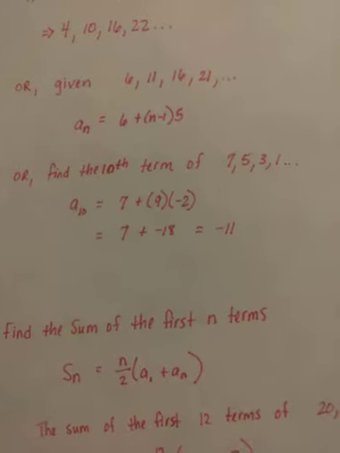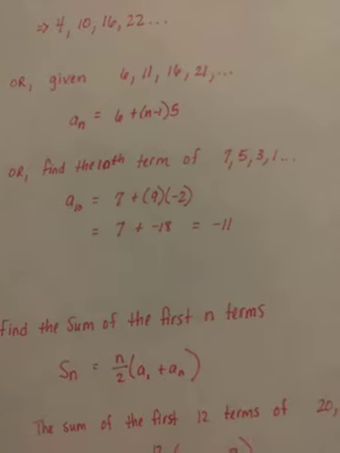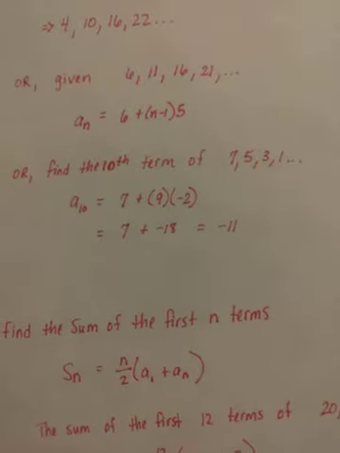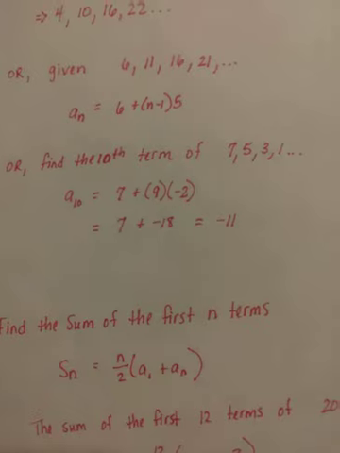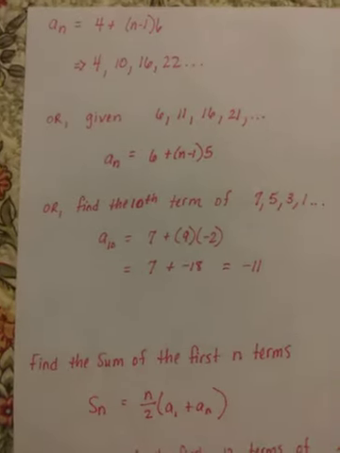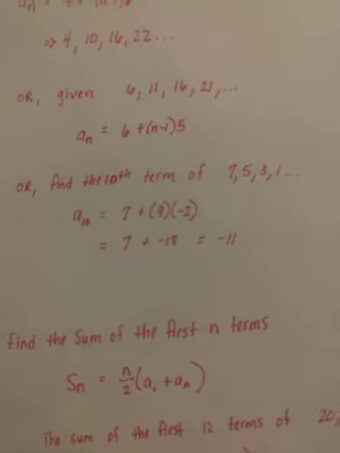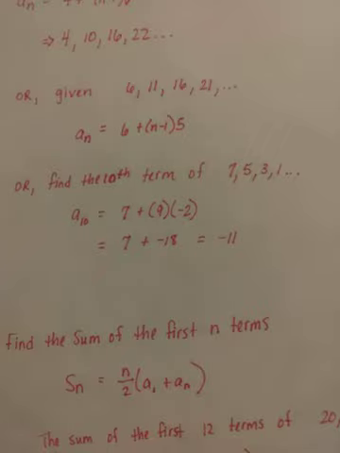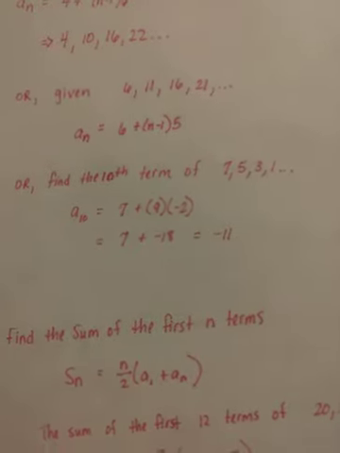I can see that it goes up by 5 each time. So 5 goes in the common difference spot. So my nth term would be 6 plus n minus 1 times 5. Just following that formula that we were originally given, that a sub n is equal to a sub 1, the first term, plus n minus 1 times d, the common difference.